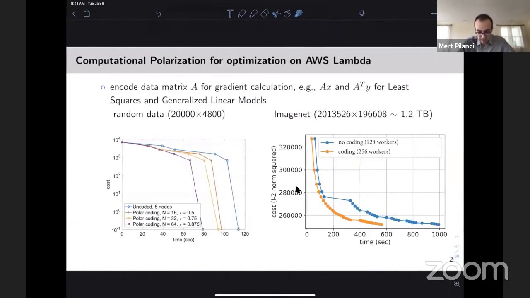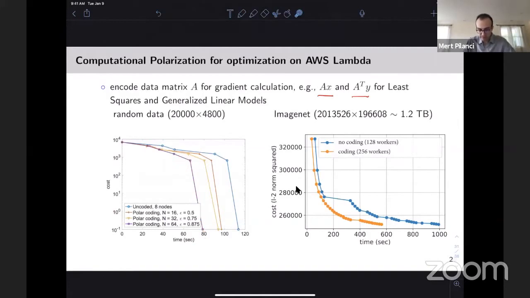And then we can use this in optimization for least squares models, generalized linear models, such as logistic regression, support vector machine. The computation usually boils down to matrix vector products that look like AX and A transpose Y. And then we apply the coding and decoding mechanism. And then here is time versus objective value in random data. And as we decrease the rate, the convergence actually improves because we get rid of the stragglers.